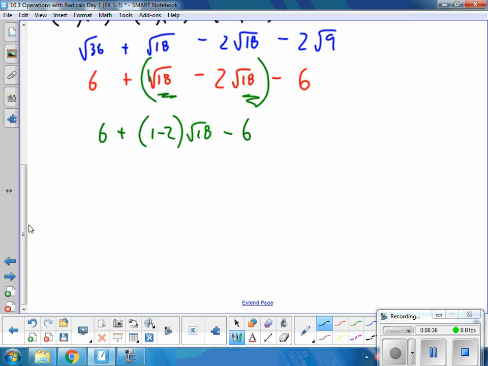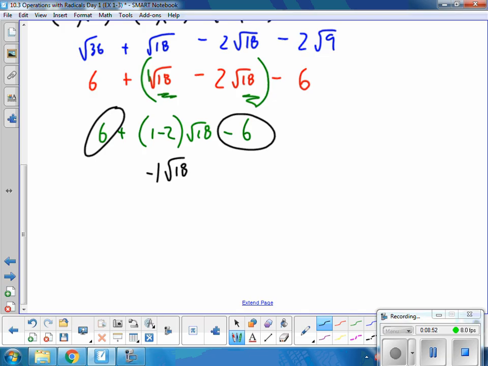Still working here. Did you notice this 6 and this 6? They end up canceling out, so those are gone. I'm going to continue with my middle piece here, 1 minus 2, so I end up with negative 1 times the square root of 18.